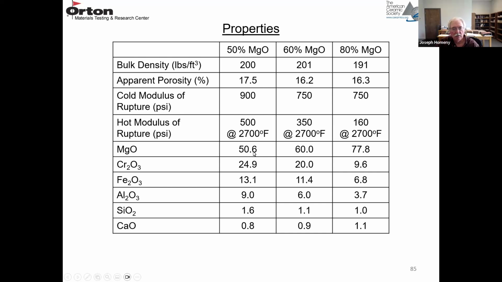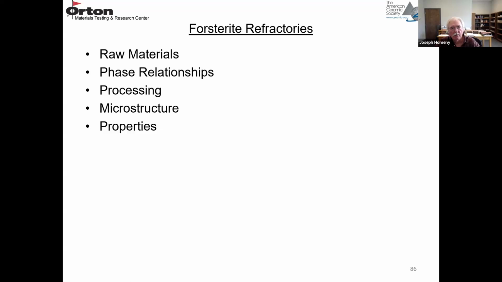The MgO contents are 50, 60, and 77. And then the balance is Cr2O3, Fe2O3, alumina. And you can see as you go up to the higher MgO contents, these impurities decrease, SiO2 and then CaO. So the next group, phosphorite refractories, and we'll do the same sequence: the raw materials, the phase diagrams, processing, microstructure, and properties.